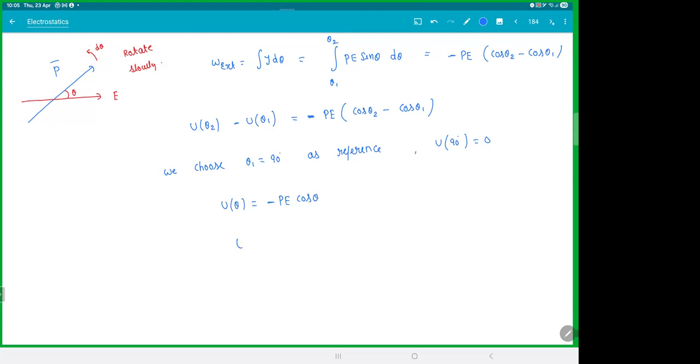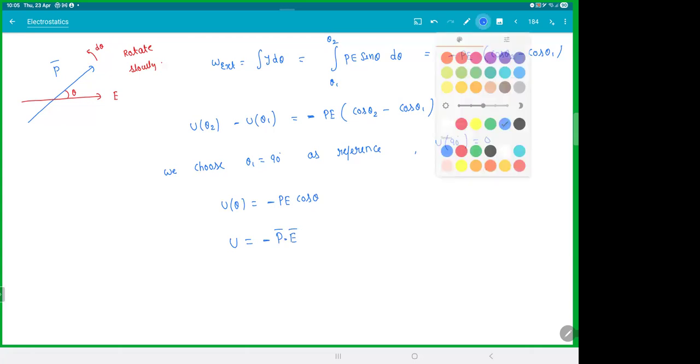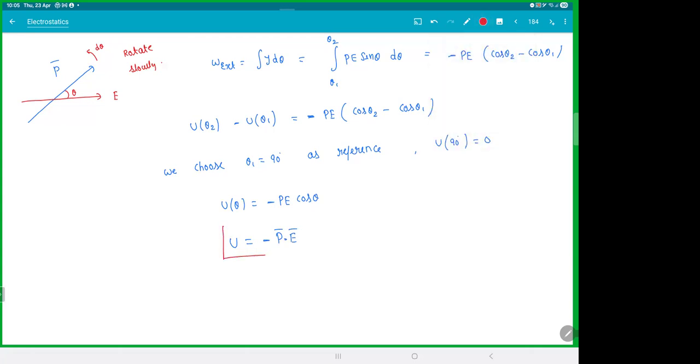And what is this? The potential energy U is given by minus P bar dot E bar. There you got your dot product and your vector cross product both in the same thing. U is a scalar, given by minus P bar dot E bar. If I do the cross product, I will get the torque. If I do the dot product, I'll get the energy. This is the potential energy of a dipole. Remember, this is valid only for uniform field.